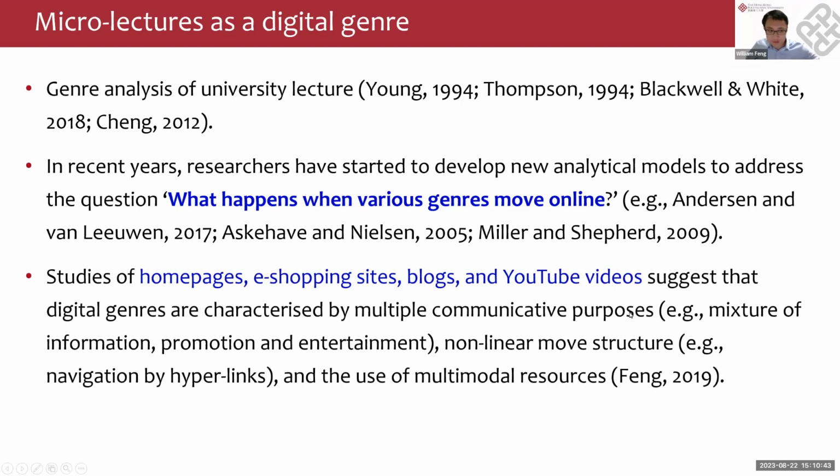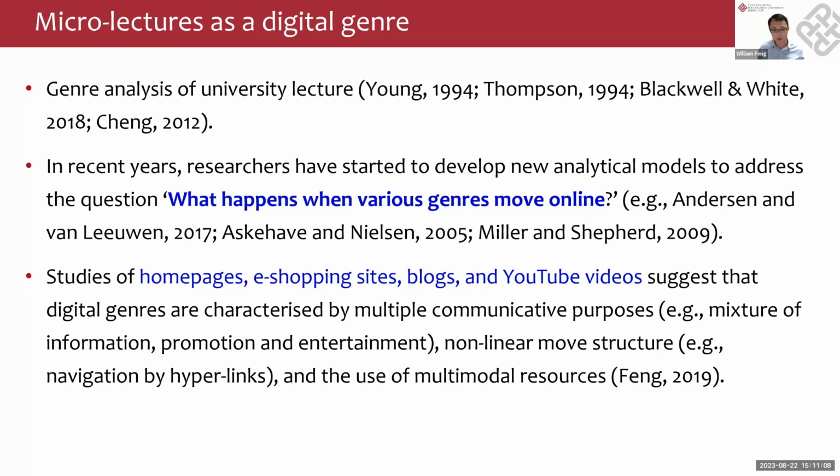And in terms of digital genres, we have so many studies about home pages, like e-shopping sites, blogs, YouTube videos, and so on. And they all suggest that digital genres are characterized by multiple communicative purposes. For example, the mixture of information, promotion, and entertainment. So it's all in one. And also nonlinear move structure, like the navigation by hyperlinks.